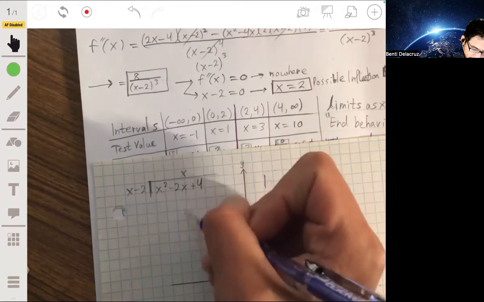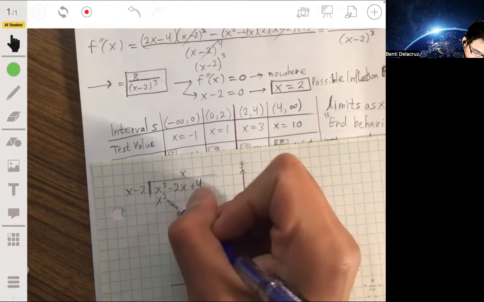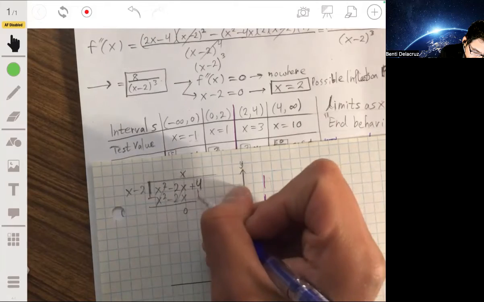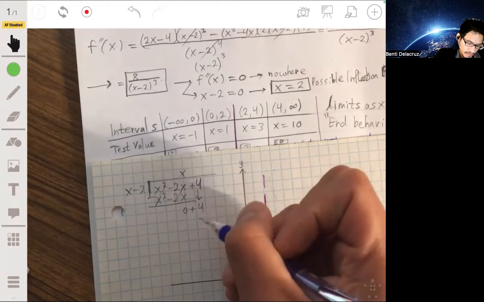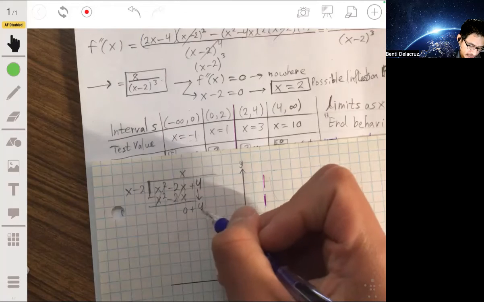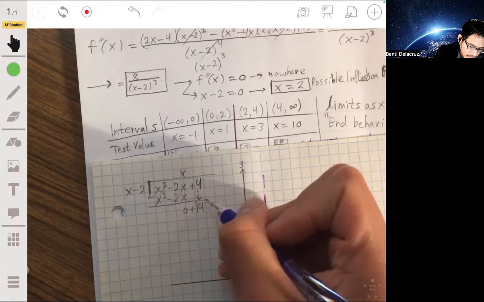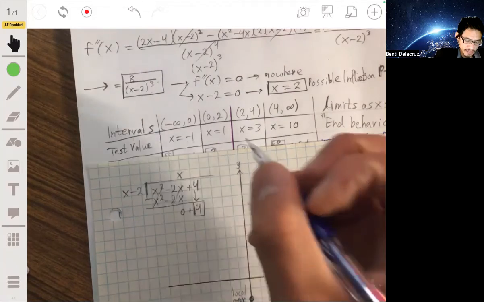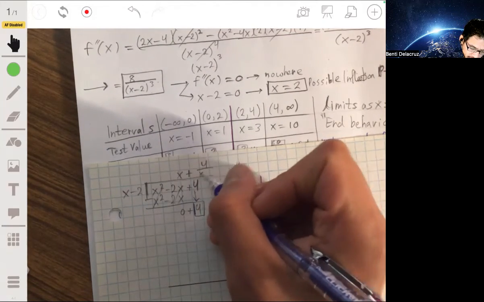Keep the x's all in this column. So x times x will be x squared. x times -2 is -2x. Subtract those, they go away. Drop the 4. Then what do you multiply x by to get 4? You don't really have anything here, so this is your remainder, but we write it over the denominator. So then this will be x plus 4 over x minus 2.